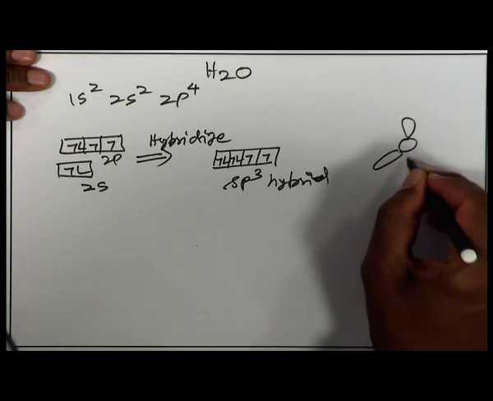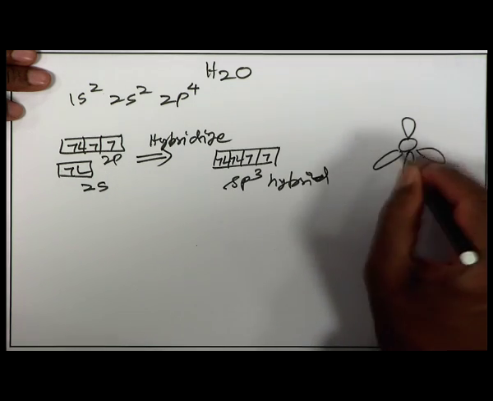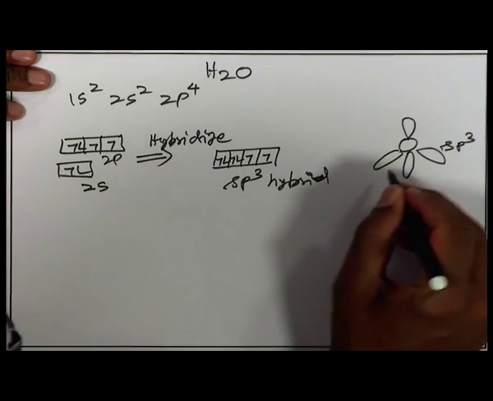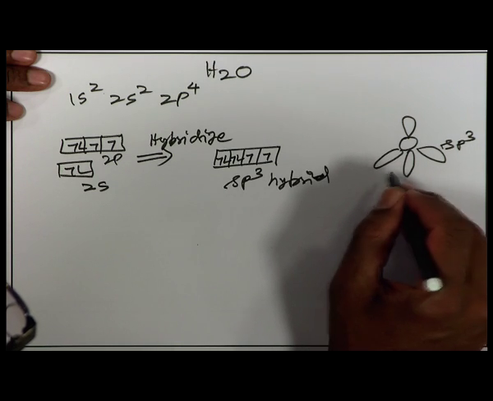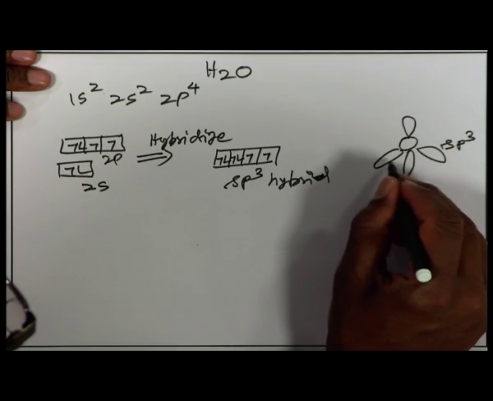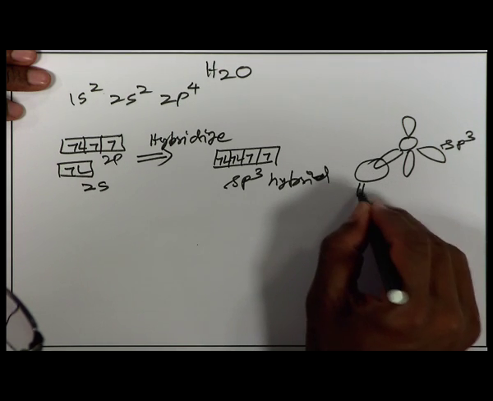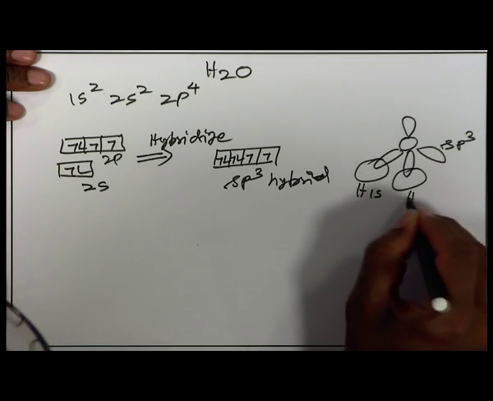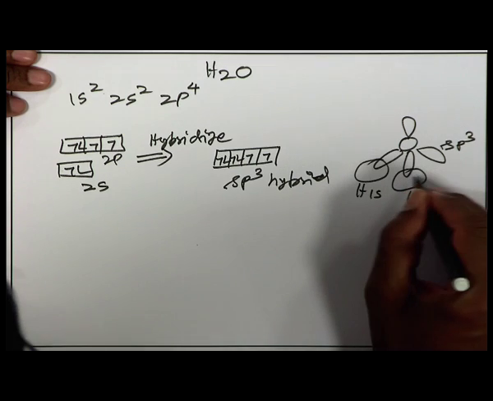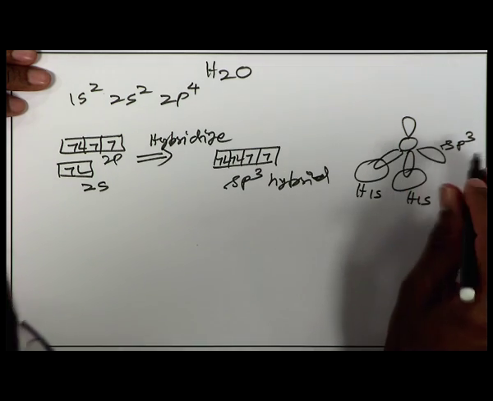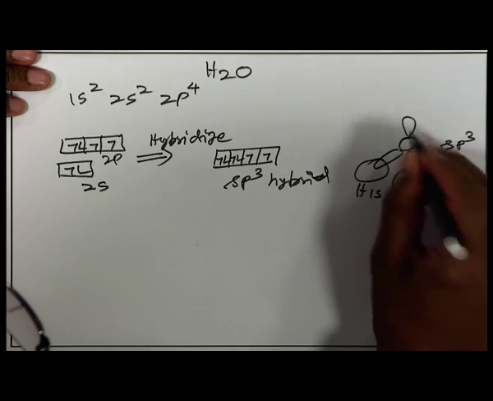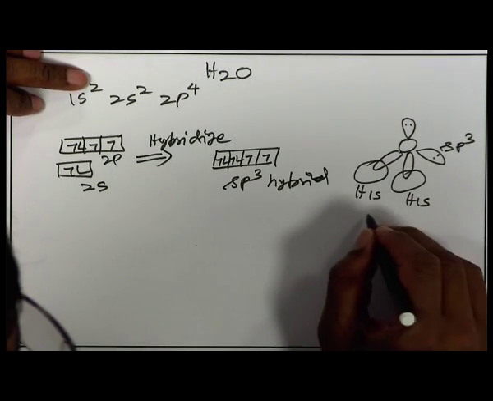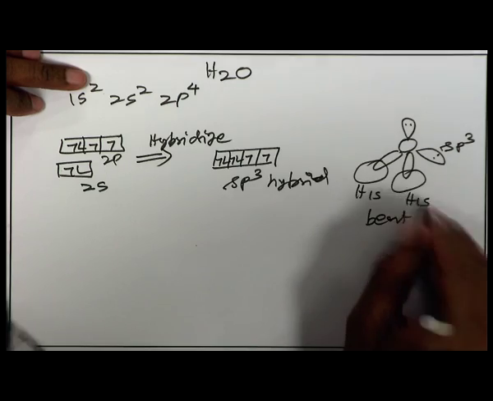You can draw the structure like this. These are the 4 sp3 hybridized orbitals, and then you have hydrogen. That hydrogen can overlap with the sp3 hybridized orbital, so this is a hydrogen 1s orbital, and then you have another hydrogen 1s orbital. So, 2 covalent sigma bonds are formed, and the other 2 orbitals contain a lone pair each. So, the geometry of the molecule is bent.